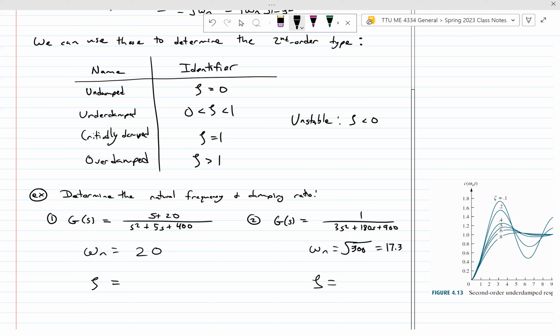And then for our damping ratio, right? What's our damping ratio? So for problem number 1, 5/40, 0.125. Right? What is it for problem number 2 here? Square root of 3? Is that what you got? 6/√3.